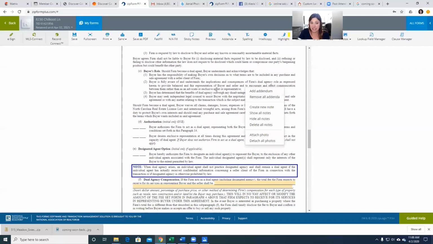So in that instance, you're going to go down here and initial that you authorize our firm to act as a dual agent, but then you're going to come down here and initial by designated agency as well, because that's saying I want one individual person to represent me that does not represent the seller's best interest.